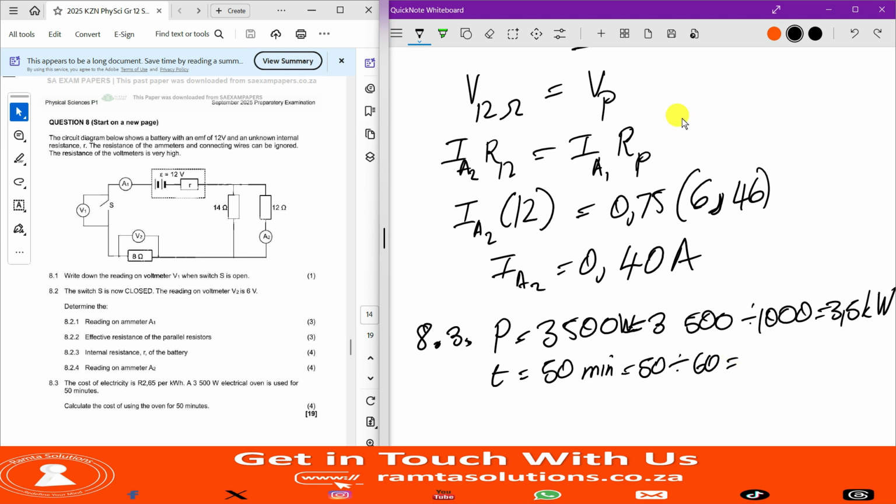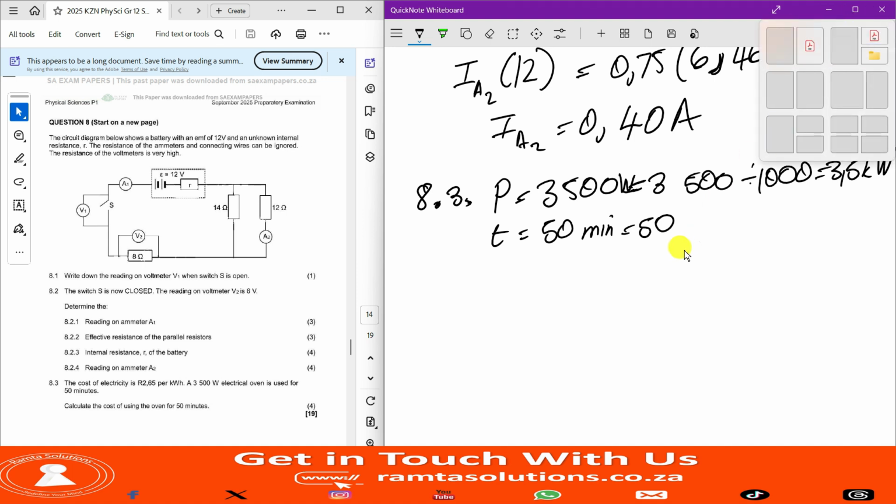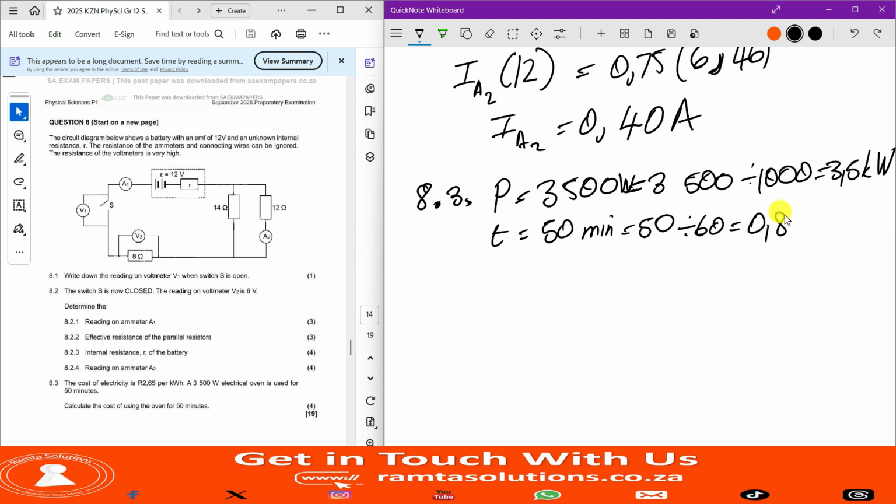Let me leave it like this, because I really don't want to round off unnecessarily. But otherwise, if you want to round it off, it can be 0.8 divided by 60. It can be 0.83333. Okay, 5 decimal places would do.